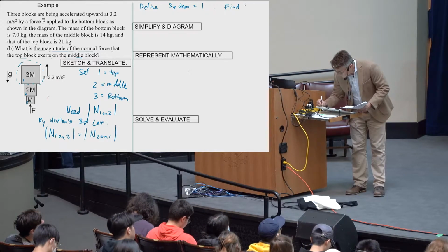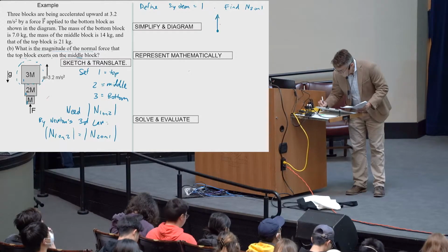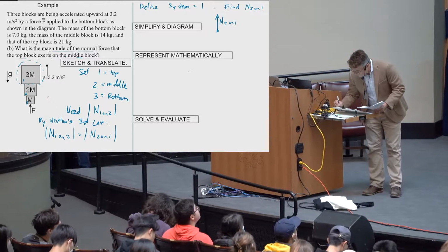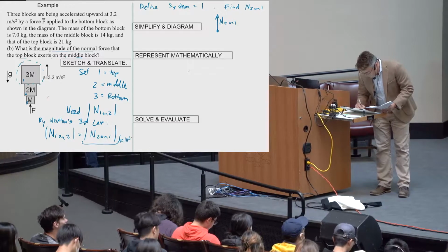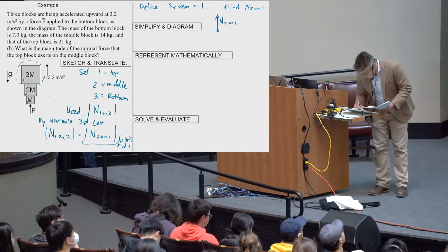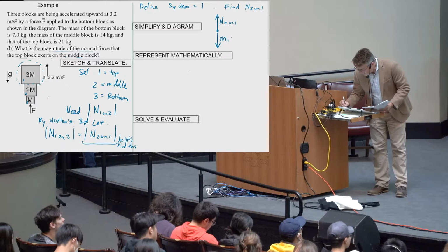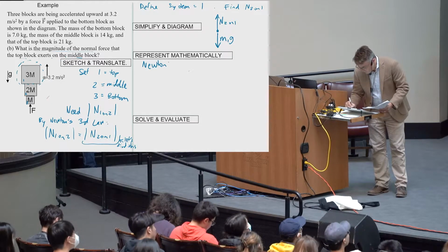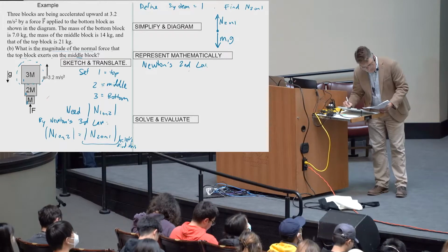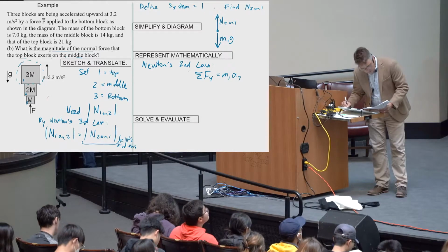Find the normal force of 2 on 1, I think. That's what I'm going to do. So the diagram there is that there's the normal force of 2 on 1. That's what I'm going to try to find. So let's find this. And then there's a downward force on that system of m1 times g. And again, by Newton's second law, we know the acceleration. The forces in the y direction is equal to m1 times a sub y.